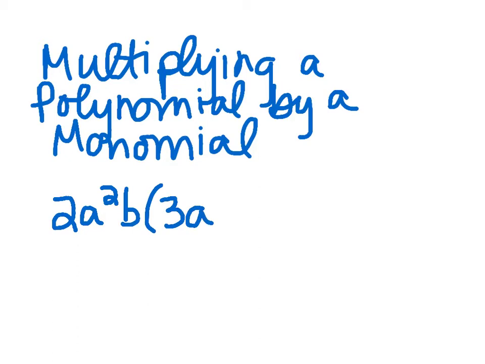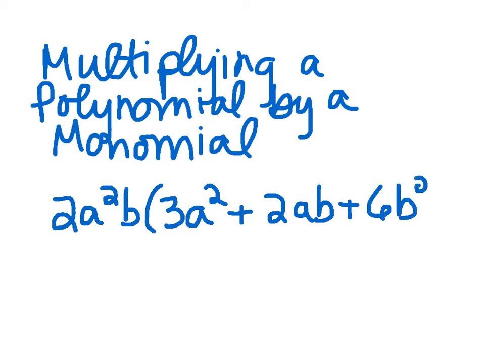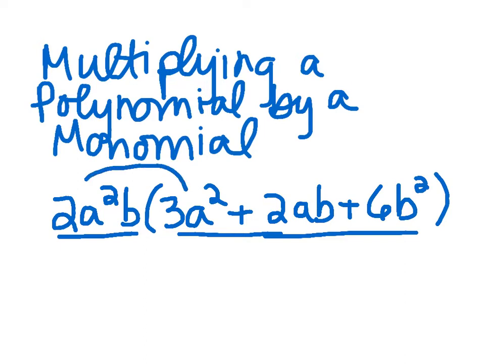I don't know, let's say this is 3a squared plus 2ab plus 6b squared. As you can see, it's multiplying a quantity by a sum. And as always, that means we need to distribute the quantity that's on the outside over the terms of the expression on the inside. When we're distributing, we're multiplying, so we will follow the rules for multiplication. Always, as we've been doing, thinking first about coefficients and then about the exponents of each variable.